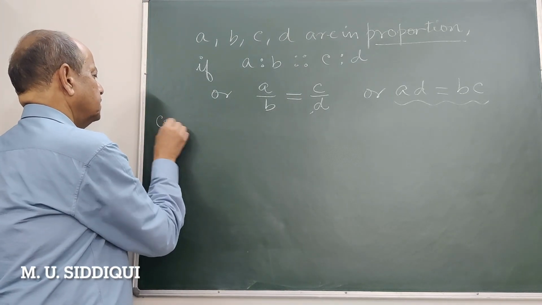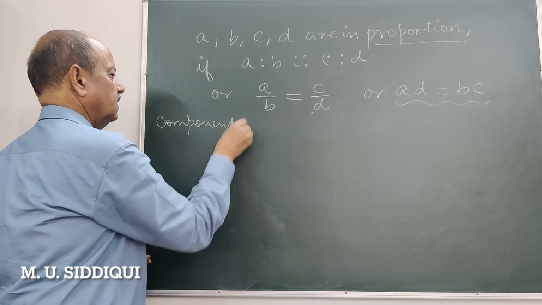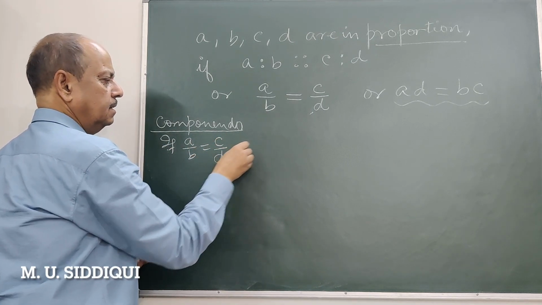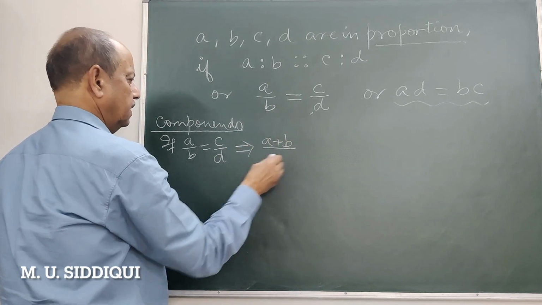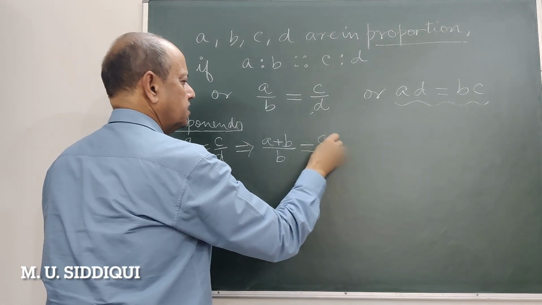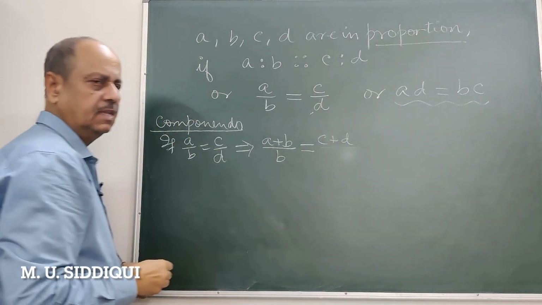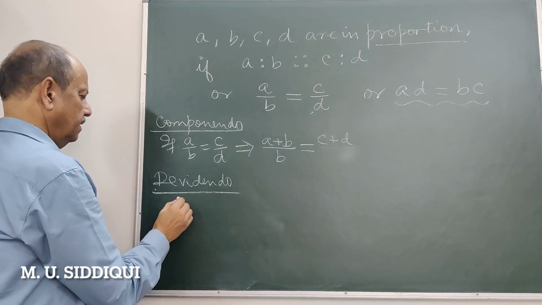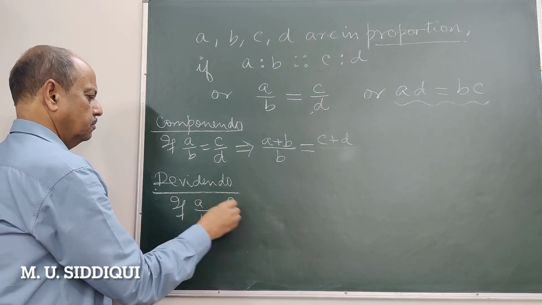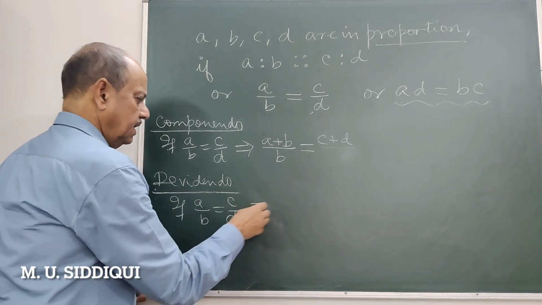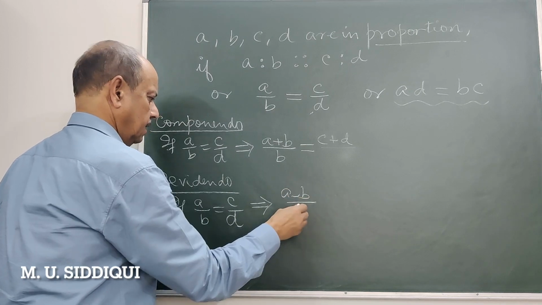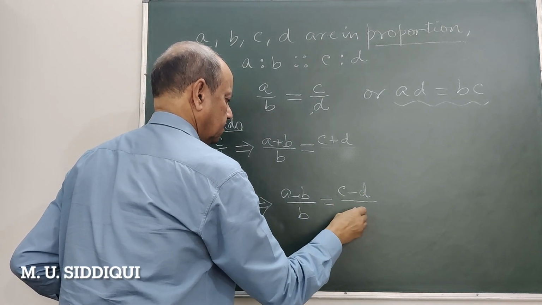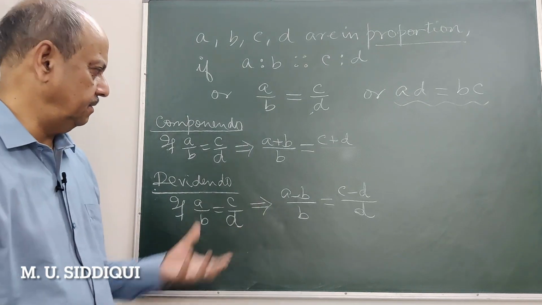We say Componendo said that if A upon B is equal to C upon D, this implies that A plus B upon B is equal to C plus D upon D. And Dividendo said the same thing: if A upon B is equal to C upon D, this will imply that A minus B upon B is equal to C minus D upon D. These are the two properties we just discussed.